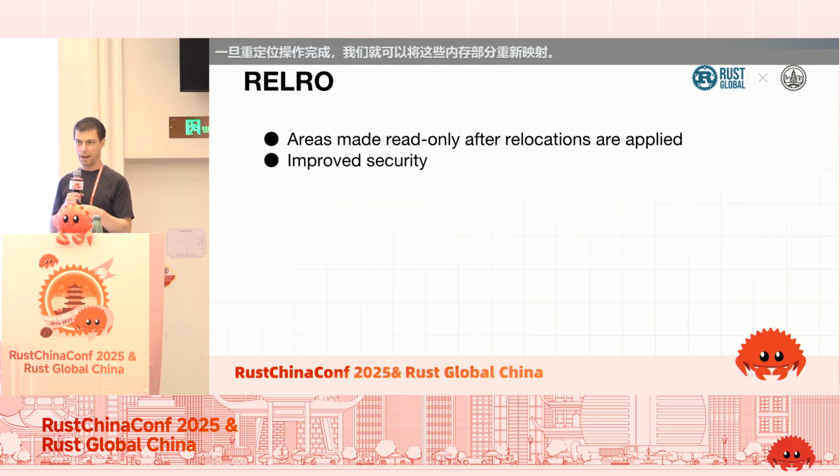That means that any exploits, any vulnerabilities that get hit afterwards can't overwrite those things like the global offset table, which makes for improved security.